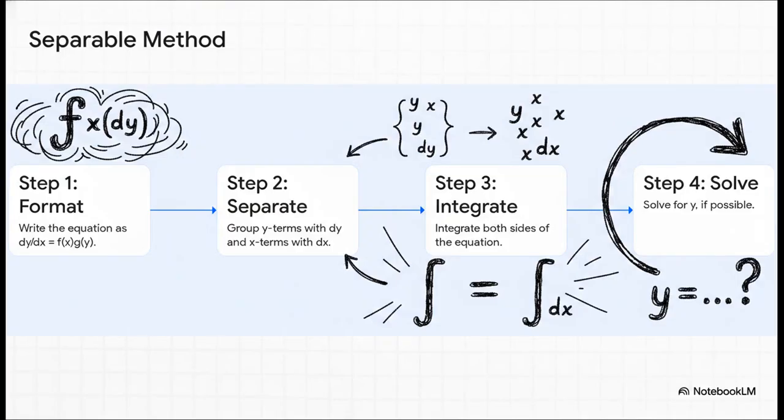So the strategy is like a four-step recipe. It's super logical. First, you just get the equation set up in that separable form. Second, and this is the key move, you get all the y terms on one side and all the x terms on the other. You separate them. Third, you integrate both sides. This is kind of like hitting rewind on the rate of change to find the original function. And finally, step 4, you just do a little algebra to solve for y, and boom, you've got your answer.